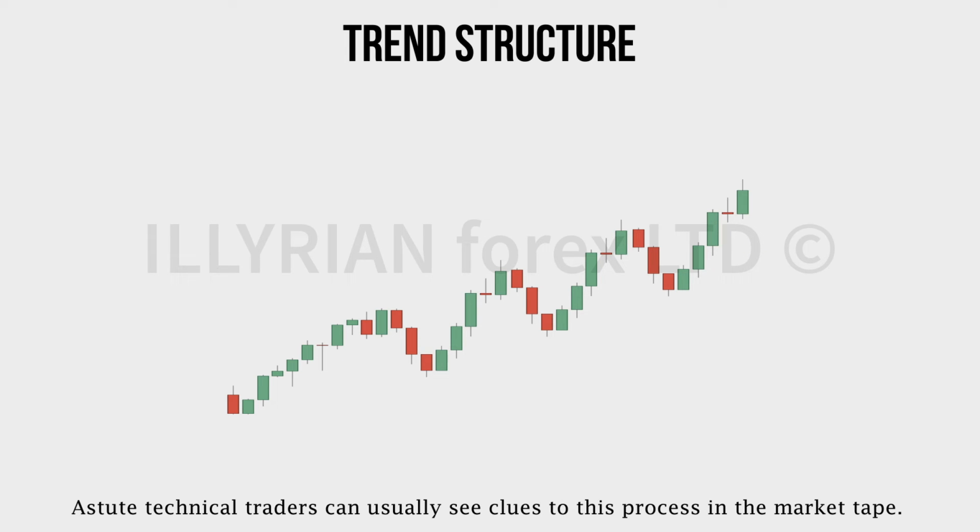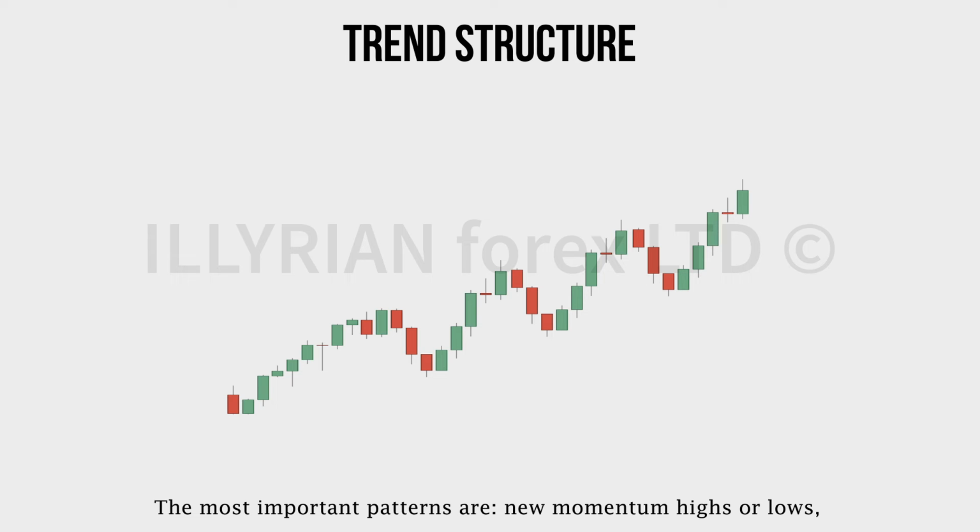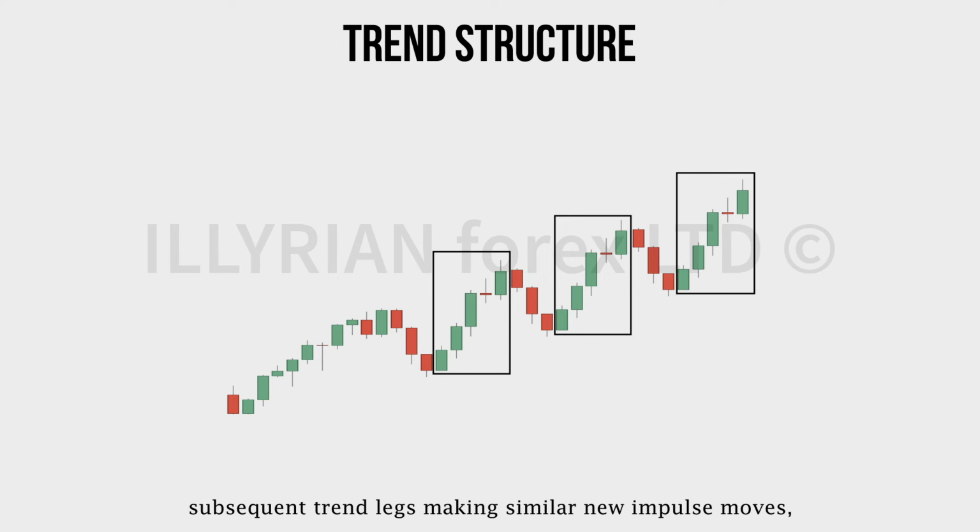Astute technical traders can usually see clues to this process in the market tape. The most important patterns are new momentum highs or lows, subsequent trend legs making similar new impulse moves, and the absence of strong counter-trend momentum on pullbacks.